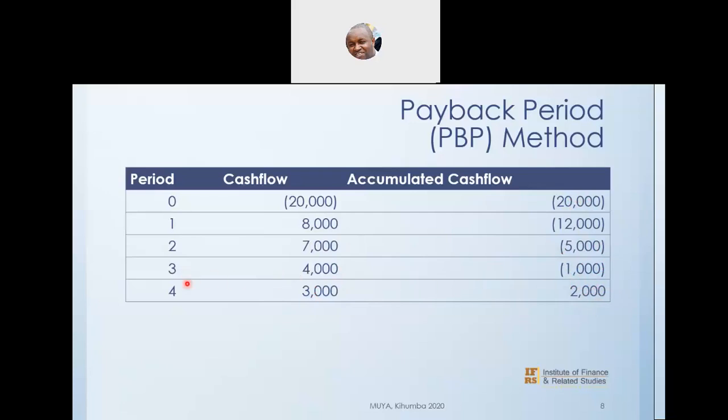Clearly, our payback period lies between year 3 and 4 because it is between those two periods that we are able to recover all our total costs. It's in between those two periods that we are able to recover our initial cost of 20,000. But how do we get the exact payback period?